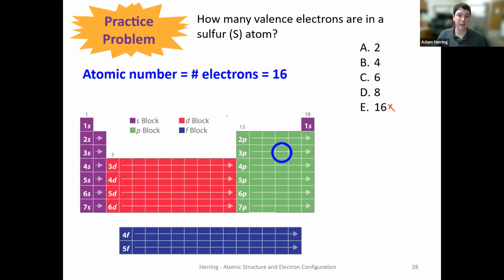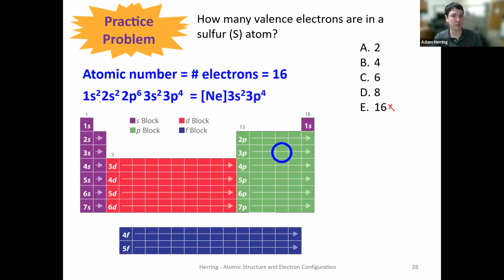If we were to determine its electron configuration, we'd put 2 electrons in the 1s, 2 in the 2s, 6 in the 2p, 2 in the 3s, and then 4 in the 3p. Now remember, we could write this with an abbreviated electron notation, and that would have neon as its core. Neon was this element right here. And then 3s2, 3p4. Those correspond to 6 electrons, and those 6 electrons are our valence electrons.